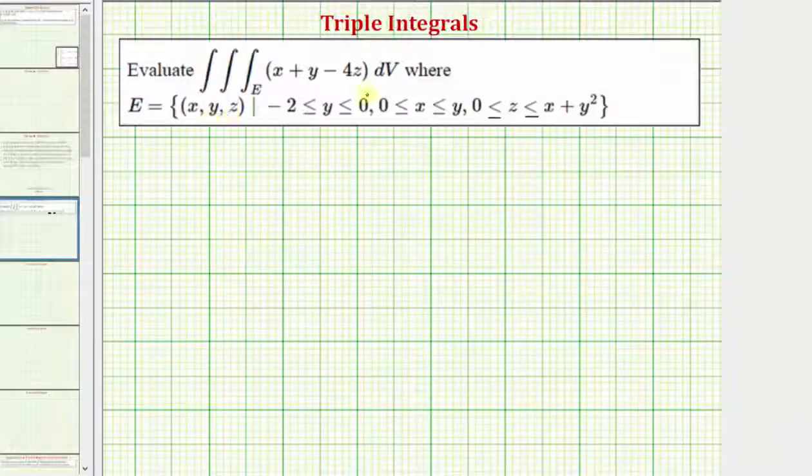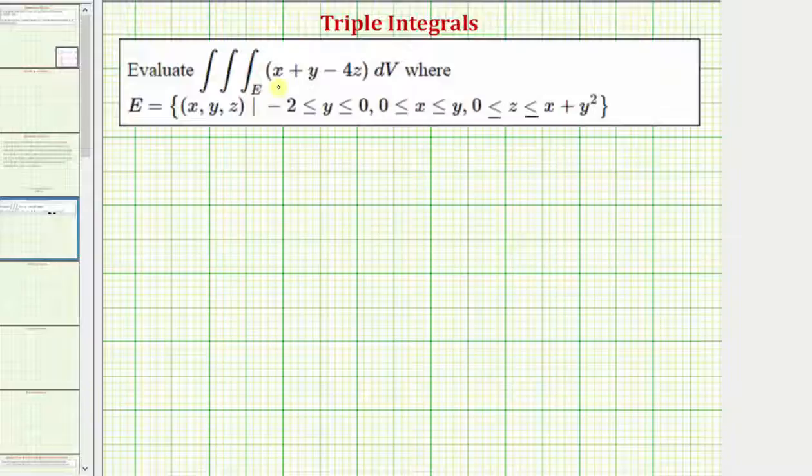We want to evaluate the triple integral over the region E, where the region E is defined here, where y is greater than or equal to -2 and less than or equal to 0, x is greater than or equal to 0 and less than or equal to y, and z is greater than or equal to 0 and less than or equal to x plus y squared.